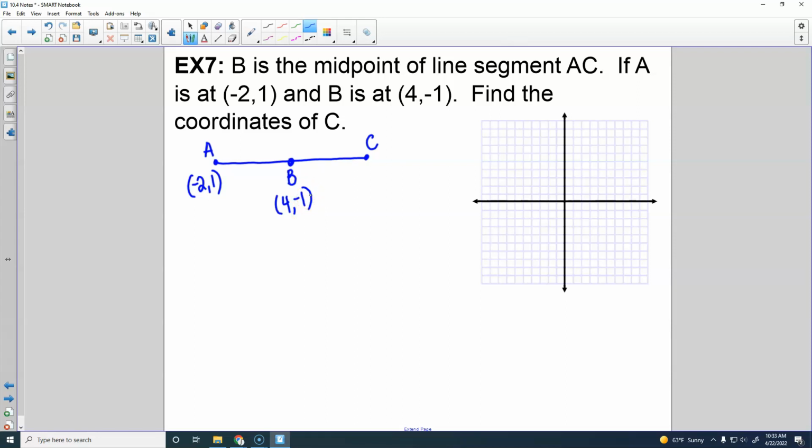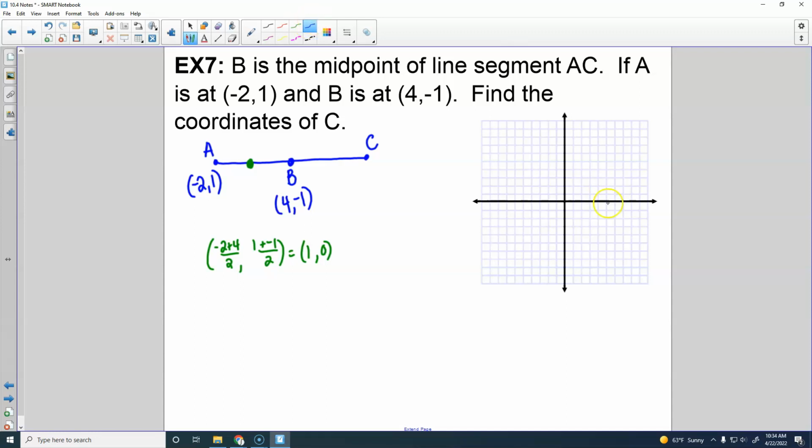Are we finding a midpoint here? No. If we do the midpoint formula, don't write it down because it's wrong, but if we do negative 2 plus 4 divided by 2 and 1 plus negative 1 divided by 2, which would give us 1, 0, what we just found was this point right here, which is not what they're asking us for. They're not asking us for the point halfway between A and B. So how in the world are we going to find this?